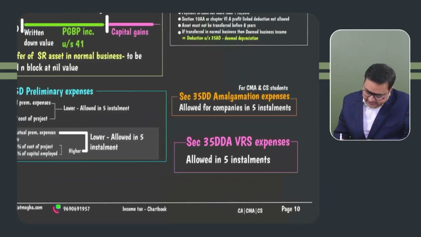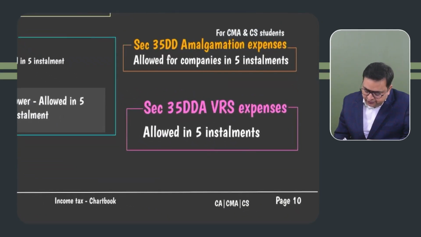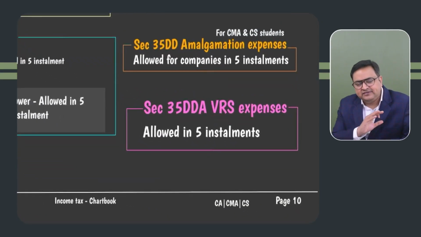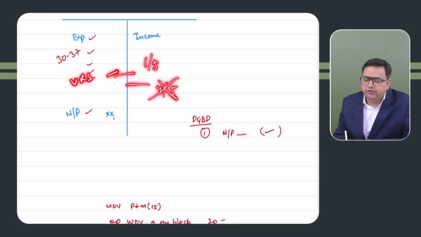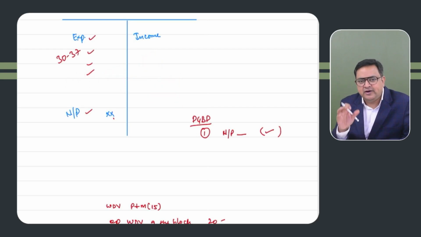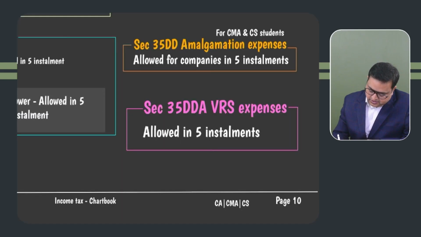Okay. 35DD amalgamation expenses are not in your course. VRS expenses have the same treatment. In fact, quite easy. Whenever you see VRS expenses in your P&L account, please allow only 1/5. 4/5 will not be allowed here because it is allowed in 5 equal installments. Got it? Okay.